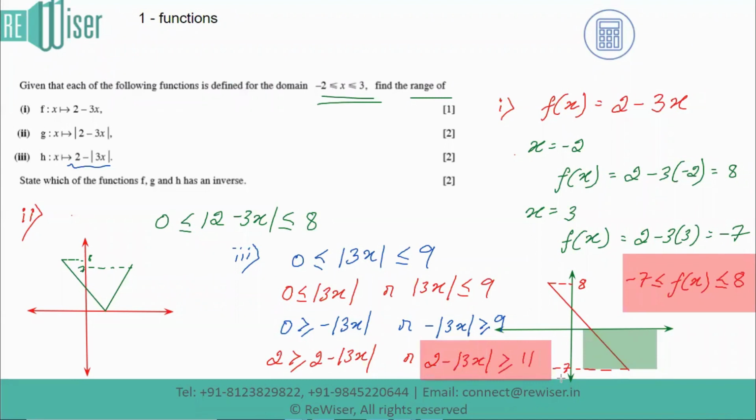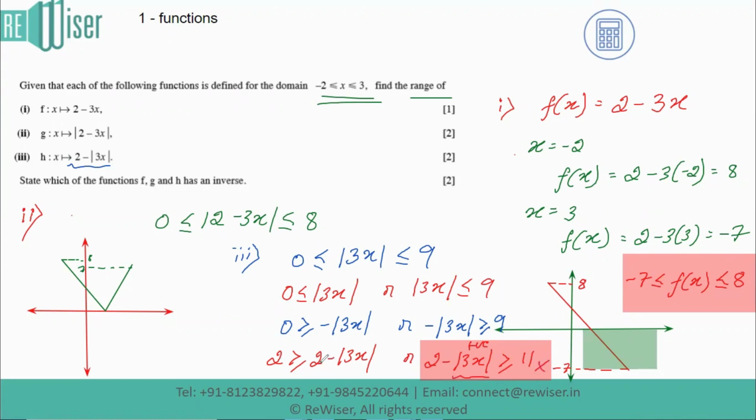The reason why this is not at all possible is, if you talk about any absolute value function, it is always positive, and 2 minus some number will never ever be greater than or equal to 11, because this is going to be a positive number. So 2 minus some positive number will never ever be greater than or equal to 11. So that's why this will not satisfy.